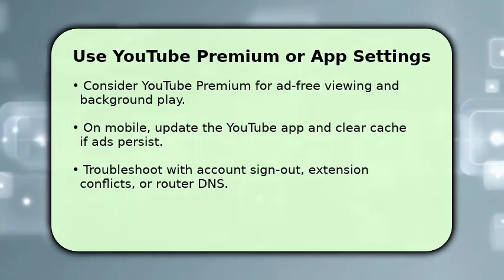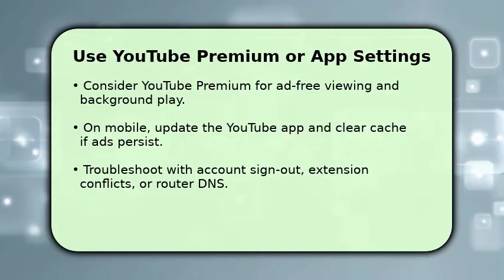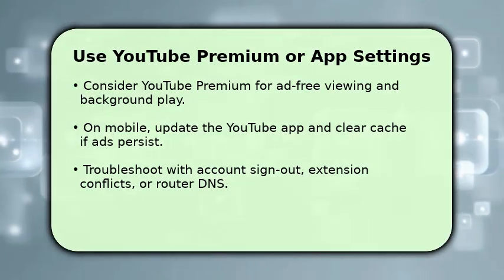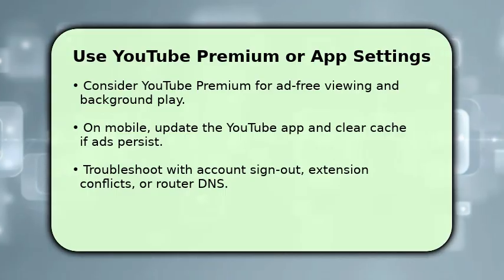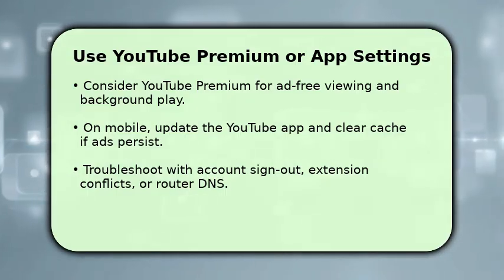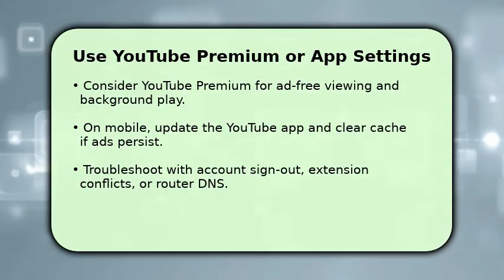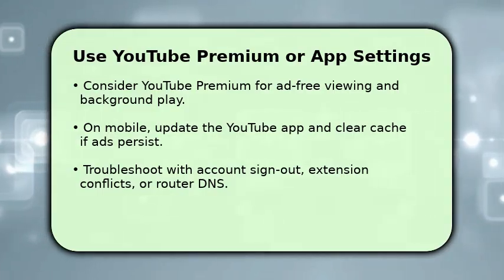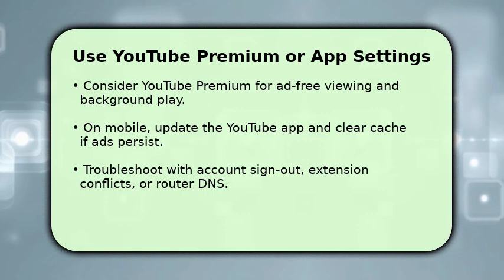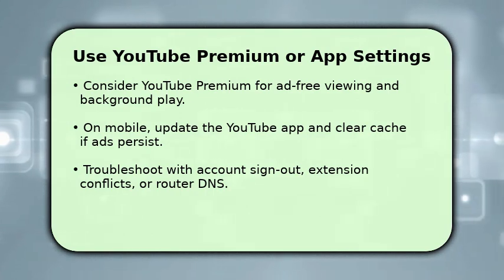If ads persist on desktop after blockers, sign out, disable extensions one by one to find conflicts, and restart the browser. As a deeper step, change your router DNS to a privacy-focused resolver to reduce some ad tracking. If problems continue, check extension.